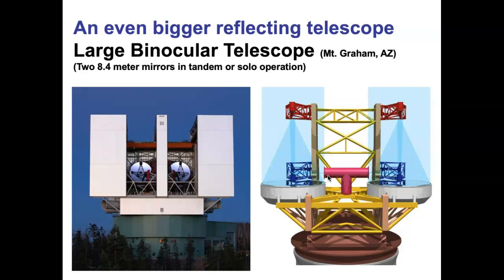This telescope has two 8.4-meter mirrors. So it's a twin 8-meter telescope. Each of those mirrors is 8.4 meters in diameter. Let me try to get a sense of scale, right? This is a giant thing. This is literally awesome. Being inside of this observatory, everything is huge.